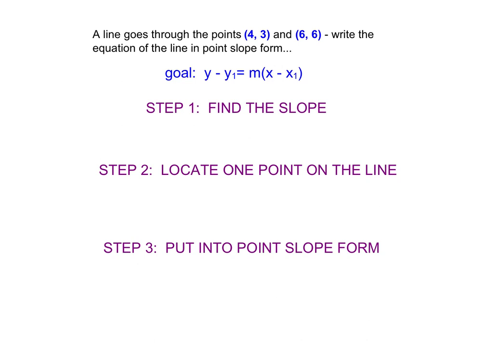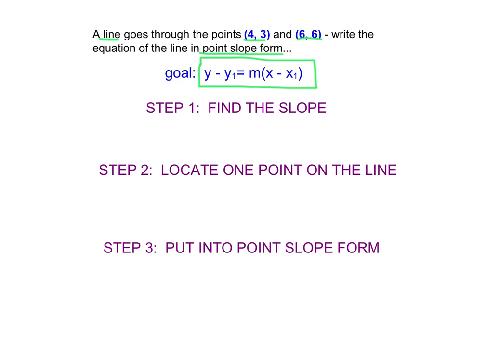So all we're doing is taking these key pieces of information and substituting them into this equation that we see here. So in this example, we're going to write the equation of a line that goes through the points 4, 3, and 6, 6. And we're going to write the equation of that line into point-slope form. So our goal is to put it into this form right here. So we have y minus the y-coordinate of a point on our line equals m, parentheses x minus the x-coordinate of a point on our line.